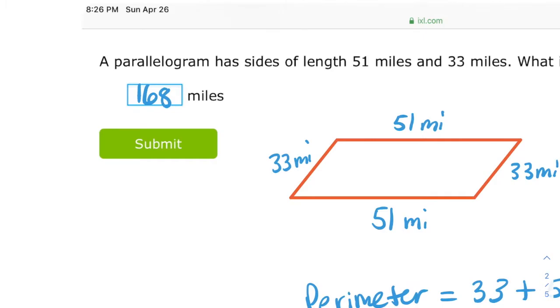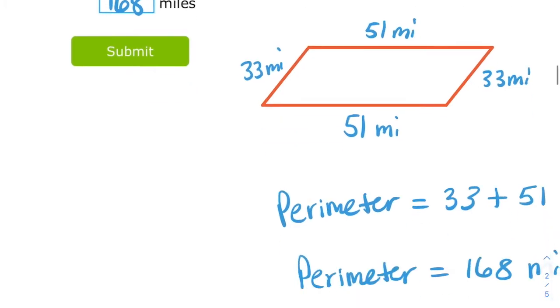So really we could have added 51 and 33 together and then multiplied that by 2. So it would have had 84 and then multiplied that by 2 because there's 2 opposite sides for each one of those that are congruent.